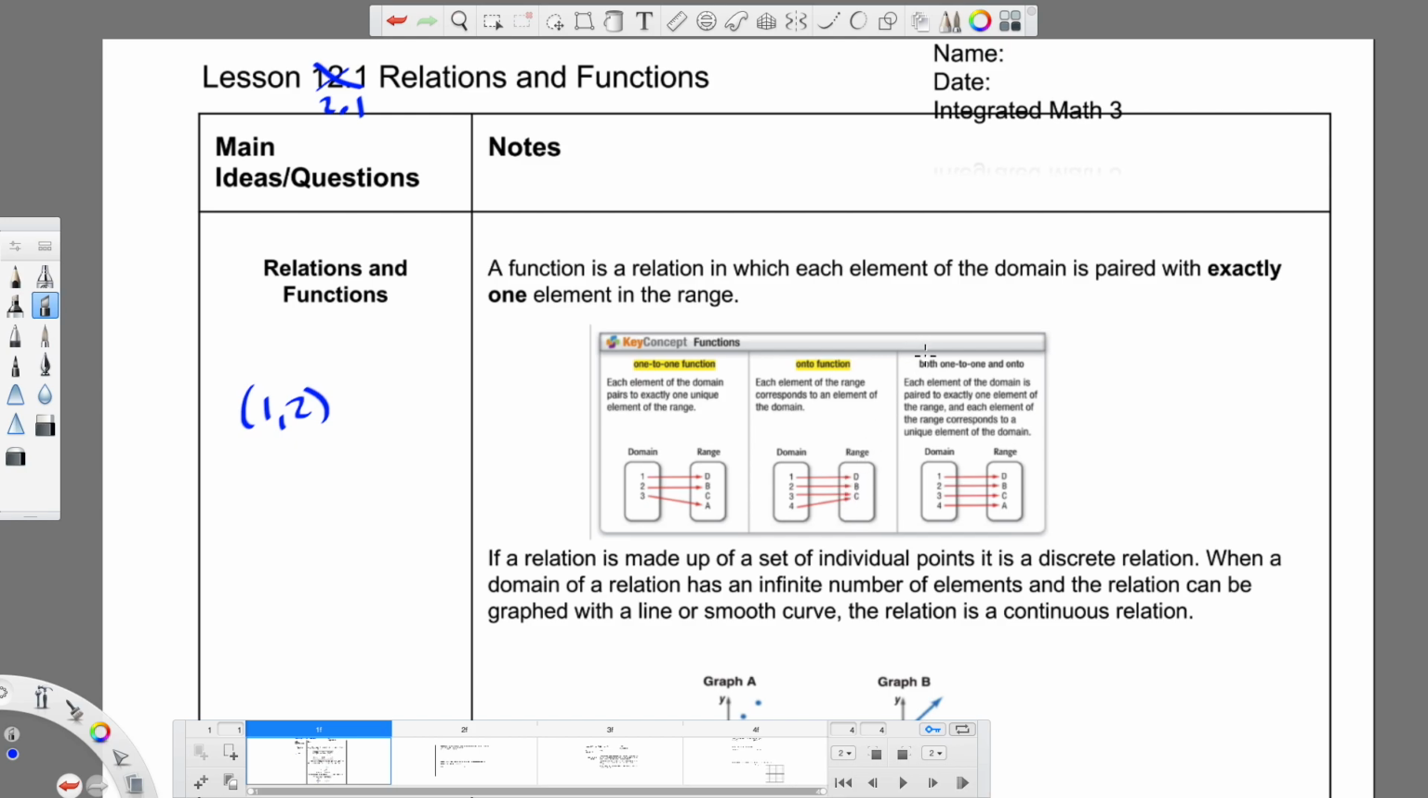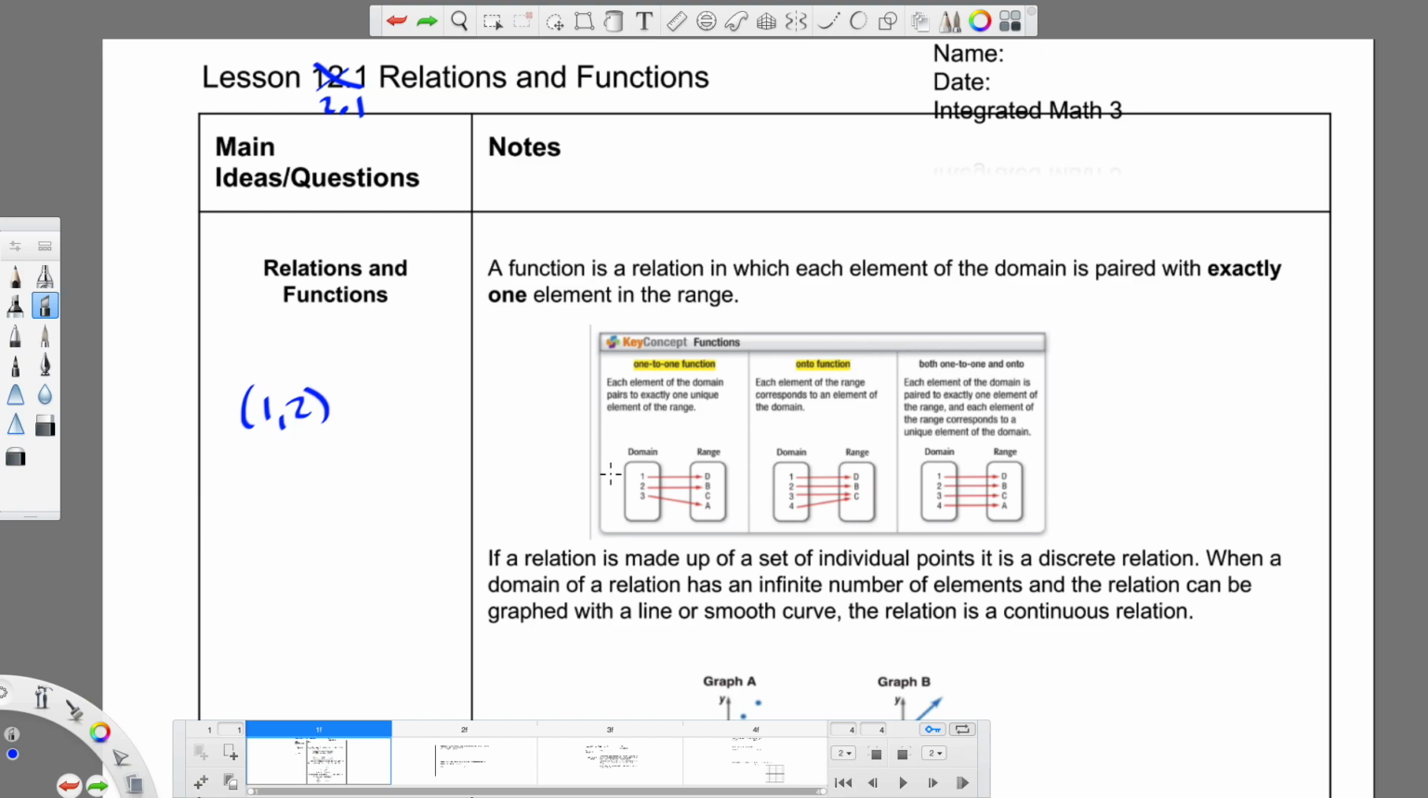Both 1 to 1, and onto. So each element of the domain is paired to exactly one element of the range, and each element of the range corresponds to a unique element of the domain. So that means literally it's 1 across, and there isn't kind of that extra one sitting there, so that's why this is 1 to 1 and not both. So it's just combining the two.